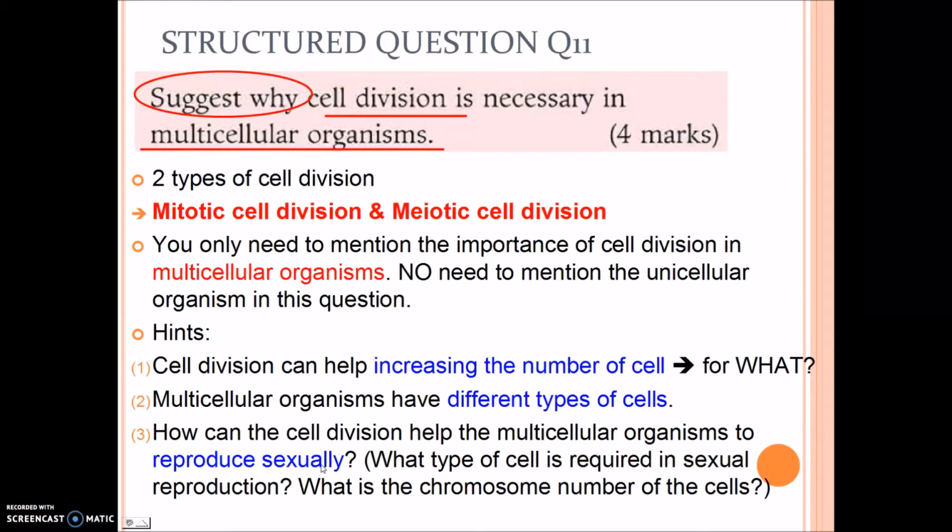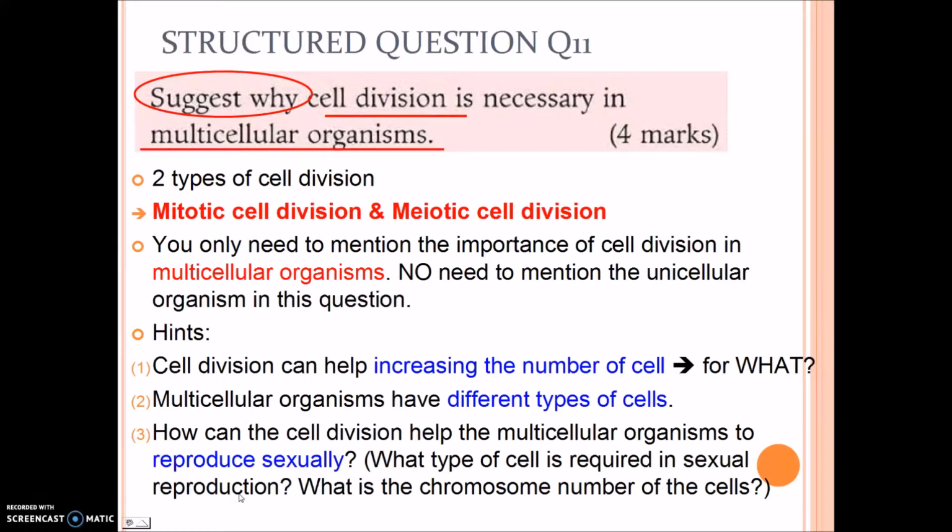Because for the unicellular organism, for the amoeba or the bacteria, they perform asexual reproduction. So that's why I highlight reproduce sexually in this part. I would like to remind you to think about what type of cell is required in sexual reproduction. My hint is that sexual reproduction involves fertilization.